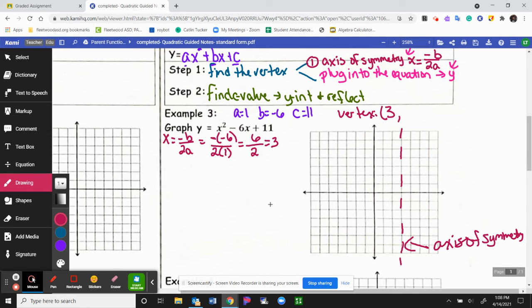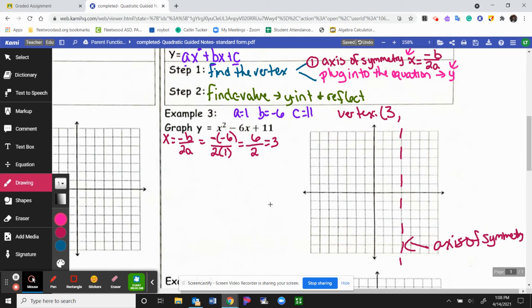Okay, so my vertex is going to be somewhere along that line. And symmetry, guys, think about symmetry. That means that everything's going to be reflected. Whatever you have on one side of that line, it's going to be reflected the same on the other side. Okay, so let's keep going to find the rest of our vertex.